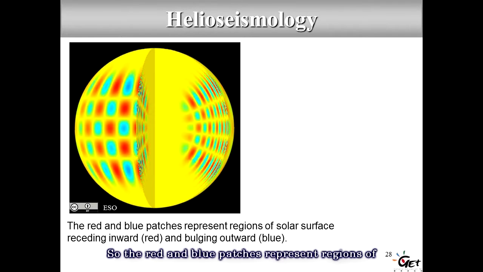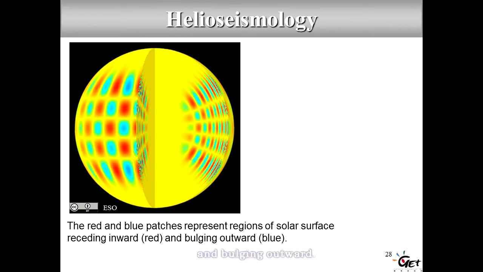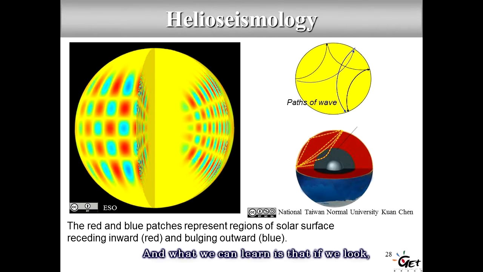So the red and blue patches represent regions of the solar surface that are receding inward and bulging outward. And what we can learn is, if we make an analogy with a seismic wave in Earth, one wave can go from one of these cells to another. There are different paths of waves within the Sun, so it's crossing different layers.